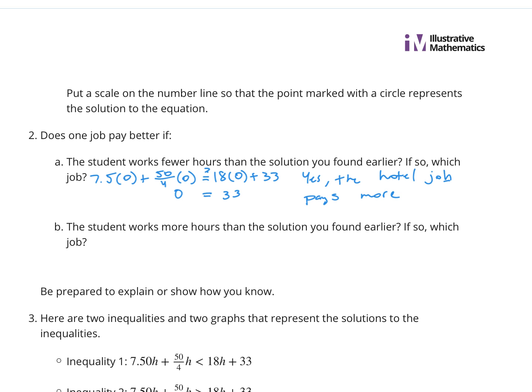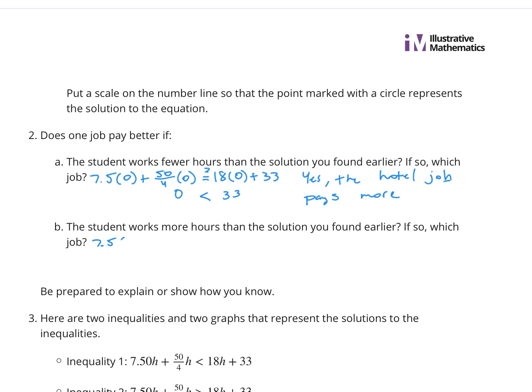I probably should erase this equal sign because it's not really an equal sign, it's a less than sign. All right, so now let's see if we go the other direction. If we choose a number greater than the boundary point, what happens? So I'm going to go with 20.